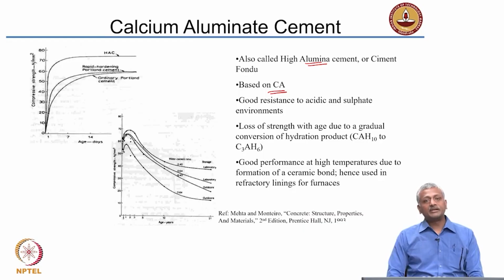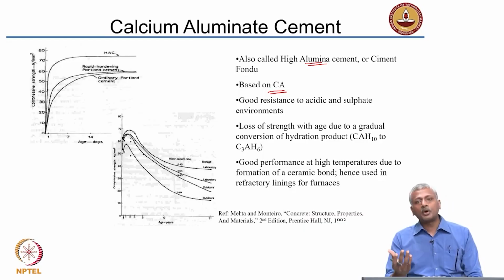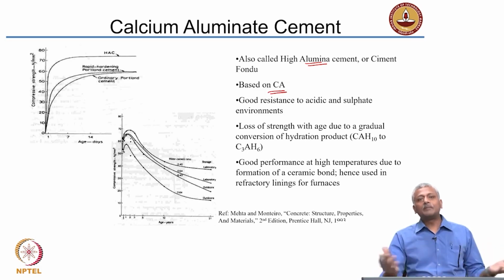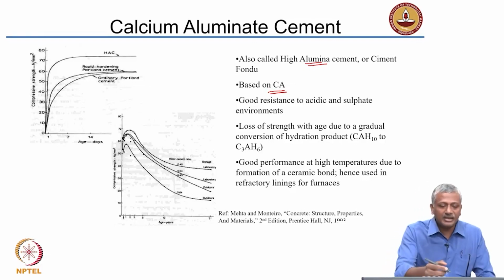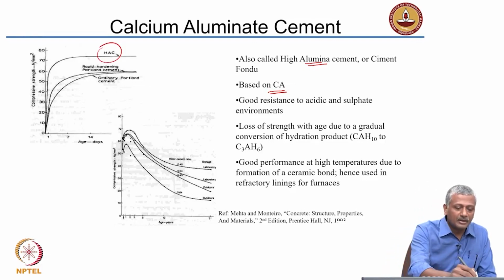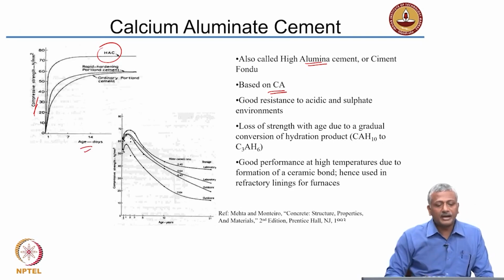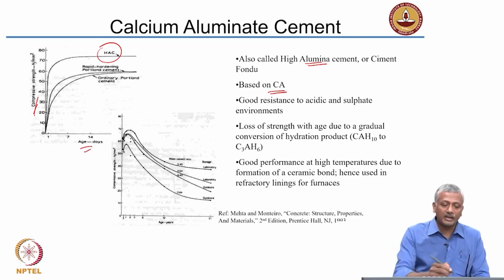Now, this type of cement became very popular after the end of the Second World War, especially in Germany, where they wanted to rebuild their infrastructure, which had been completely bombarded and destroyed because of the war, right? So, they started building rapidly because this cement gains strength very rapidly. As you can see from this picture of strength versus age, the high alumina cement gains strength much more rapidly as compared to rapid hardening cement or OPC.